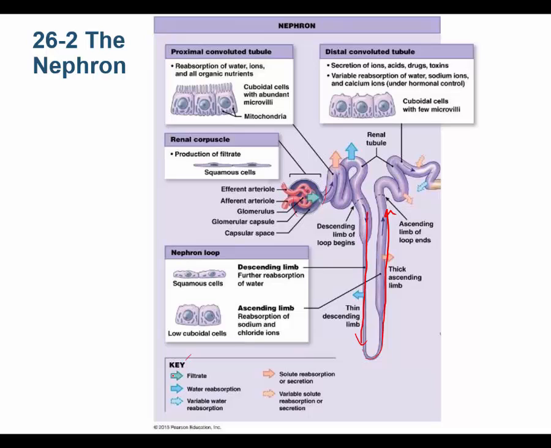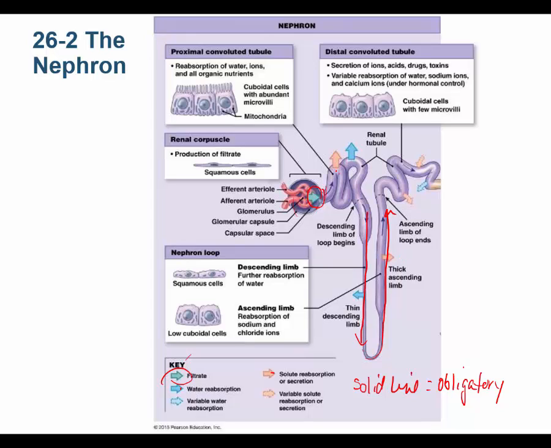just look at the key right here. First of all, green is filtrate. So this is filtrate. Filtration occurred in Bowman's capsule. If it's a solid line, like here and here, then they are obligate. Solid line is obligate, equals obligatory. That means it's going to happen no matter what. There is no hormone that adjusts it. It's an obligatory reabsorption or obligatory secretion.